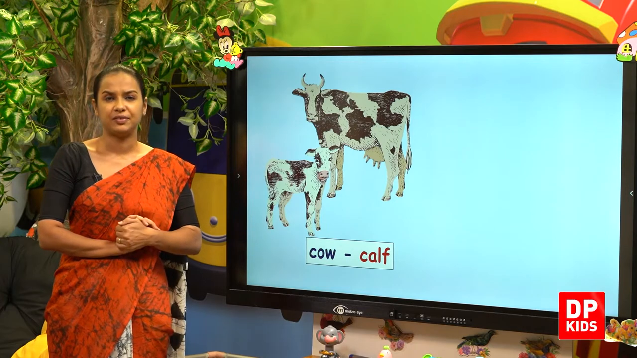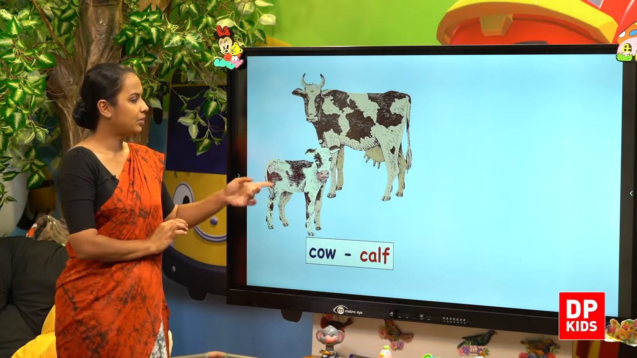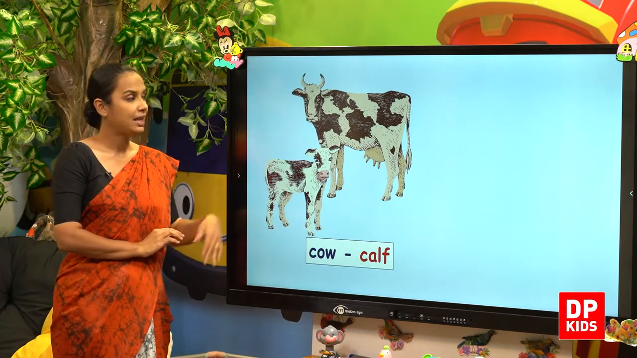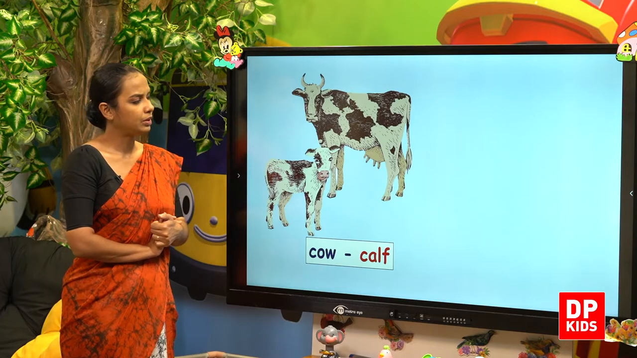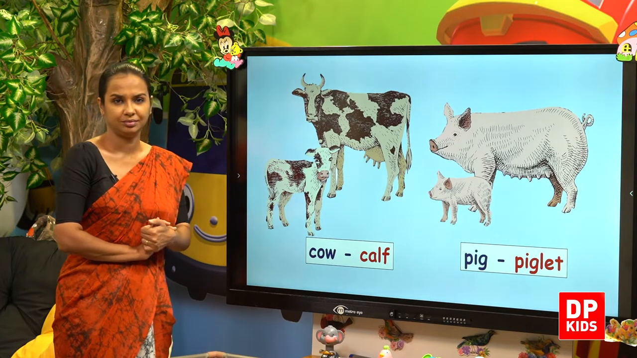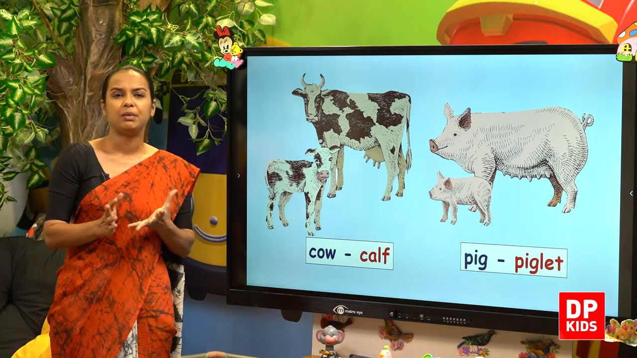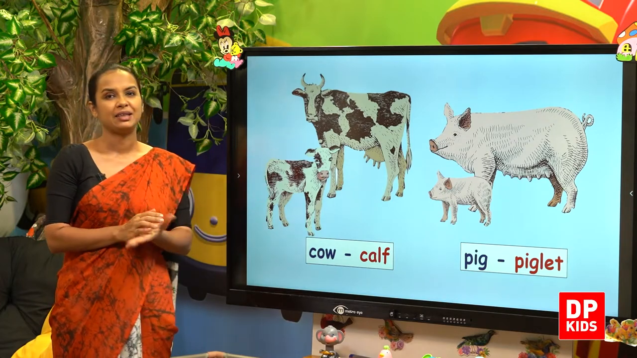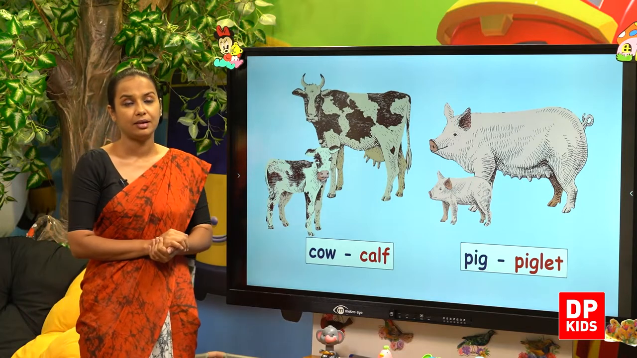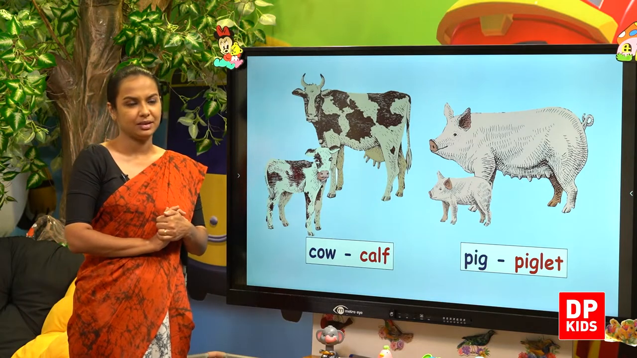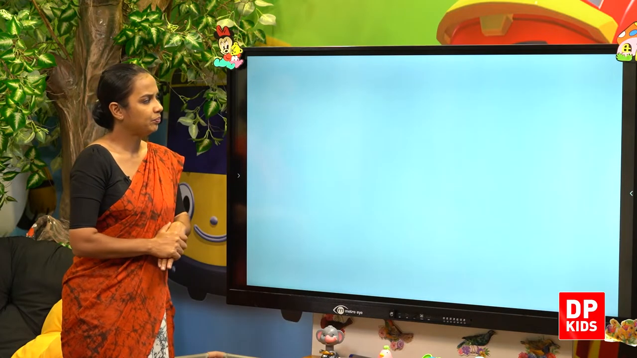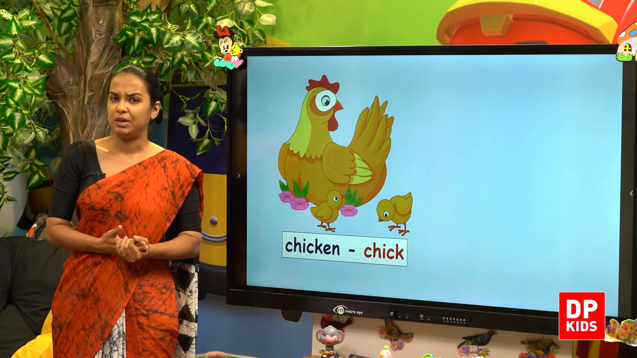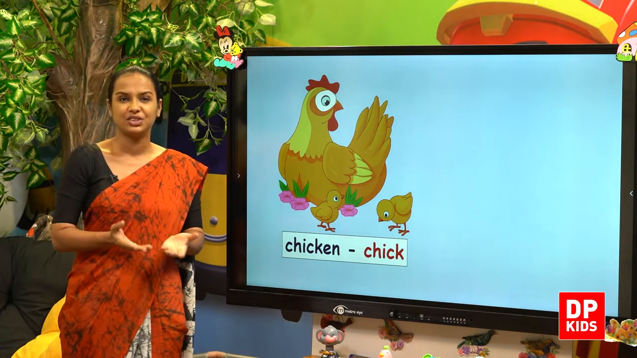It's a calf. Calf. So the cow and the baby is the calf, right? And next animal will be pig. What will be the baby pig called? Piglet. Pig and piglet. Cow and calf. Pig and piglet. Next, we'll see hen, chicken. The baby hen is called chick.